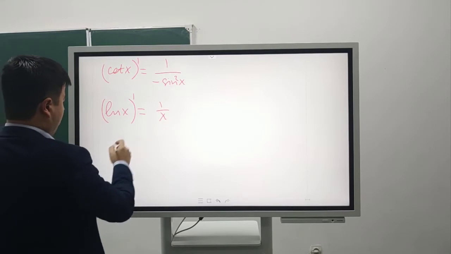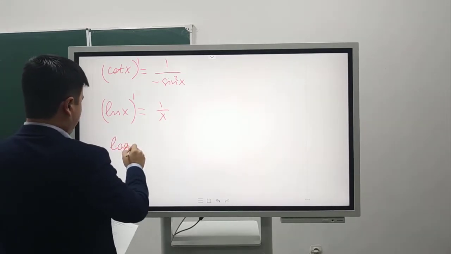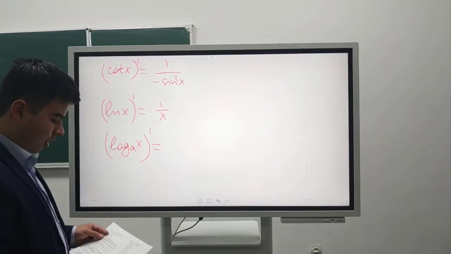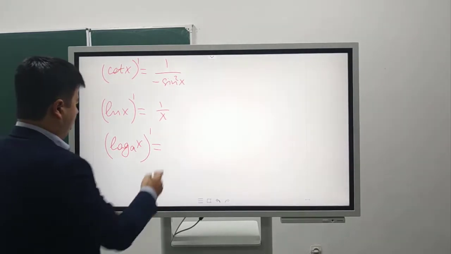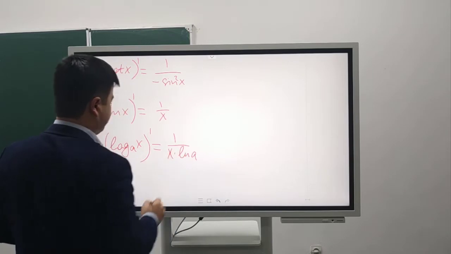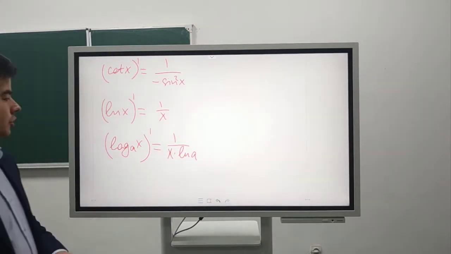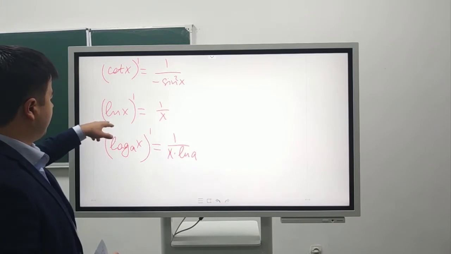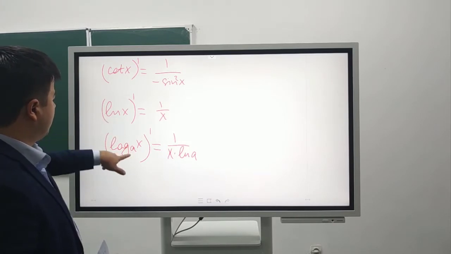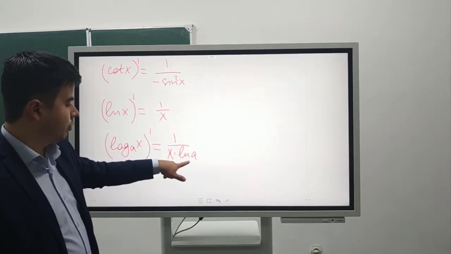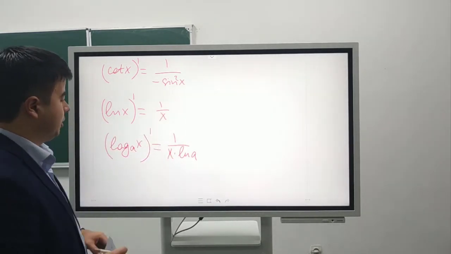We can find this one by this one, logarithm. Generally, the derivative of logarithm base a of x, here we have 1 over x times natural logarithm of a. And in this case, a here is e, number e. So natural logarithm of e, this is just 1. So that's why it's just 1 over x.